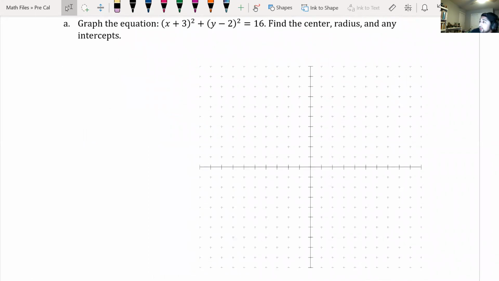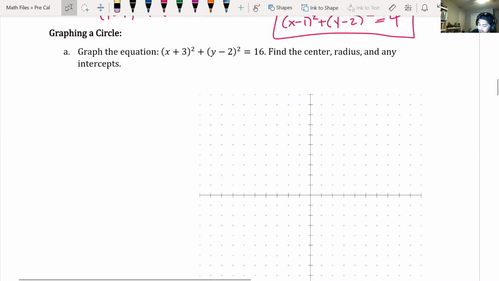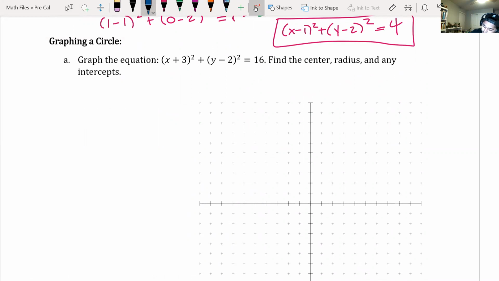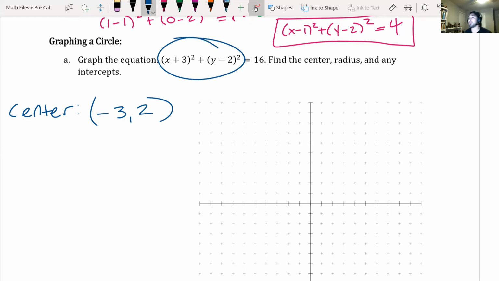So here we are given the standard form of the circle, and it wants us to find the center, radius, and any intercepts. So based on the equation given above, what is my center going to be? Remember, think of transformations. If it's plus 3, then my x value is going to be negative 3. And the y value is positive 2, because you have to think of transformations. If it's plus 3, you're going to move to the left 3, and if it's minus 2, we're going up 2. So our center is at -3, 2.